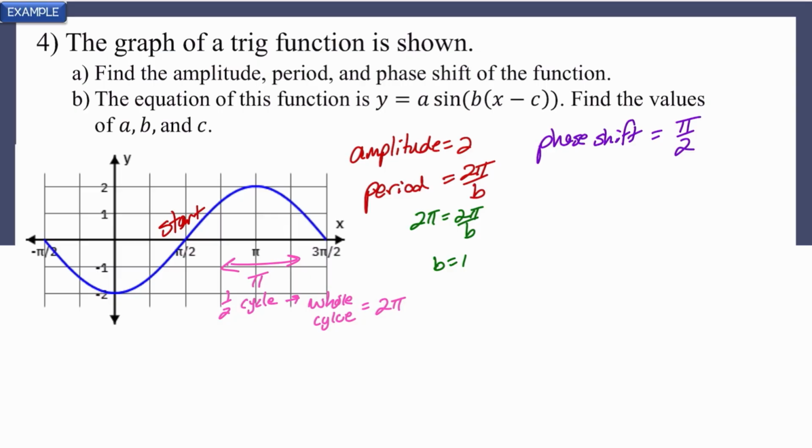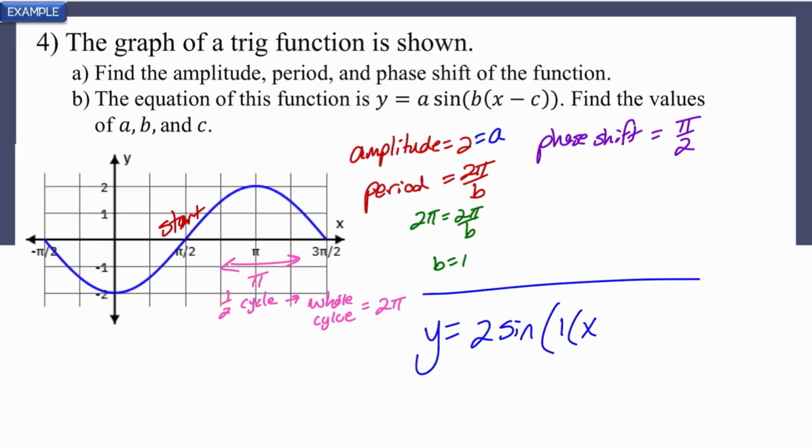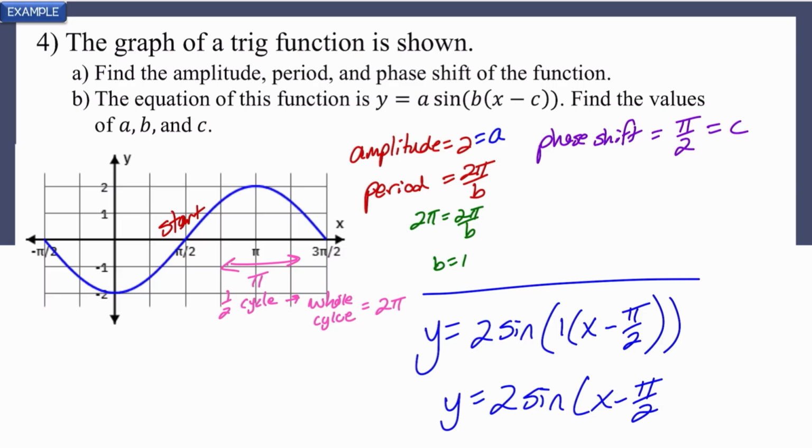And now for part B, they want us to write the equation. Well, since the amplitude is 2, we know that it has to be the A value. So we're going to have y equals 2 times the sine, open parenthesis, the B value is 1. You obviously don't have to write that. And then x minus your phase shift, which is pi over 2. So that's your C value, pi over 2. And then, of course, we don't have a vertical translation, so we don't have a plus d. So you can write it like that and be done. If you wanted to clean it up a little bit, you can just write 2 sine of x minus pi over 2. And there it is.